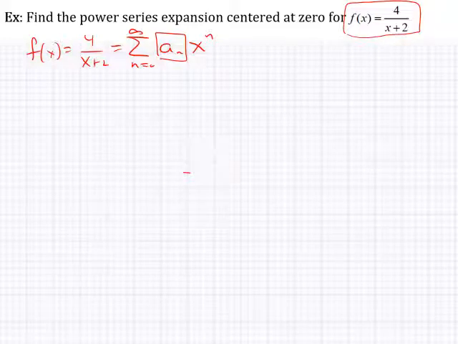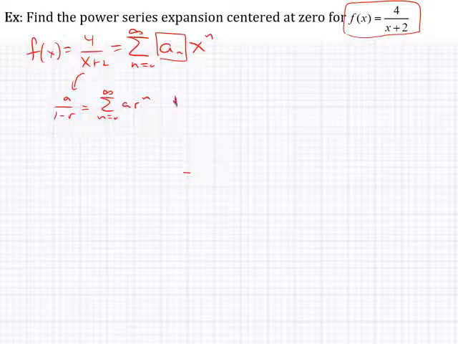So we need to write this in the form of a over 1 minus r, so that we can write it as a power series a r to the n. As long as the absolute value of r is less than 1, it's going to converge. So let's look at 4 over x plus 2.